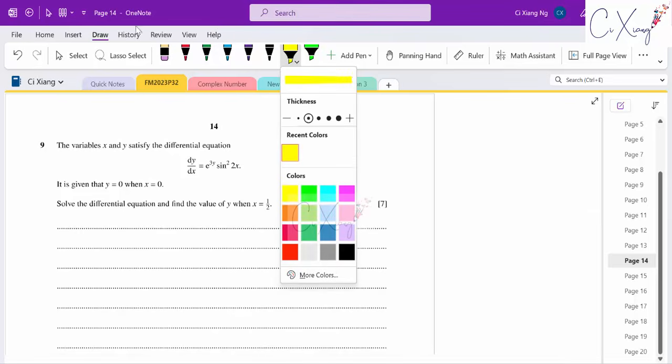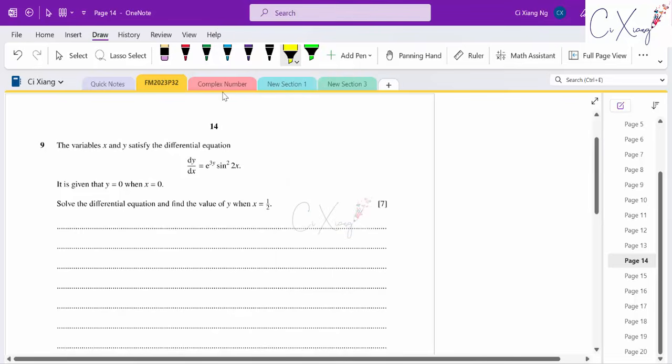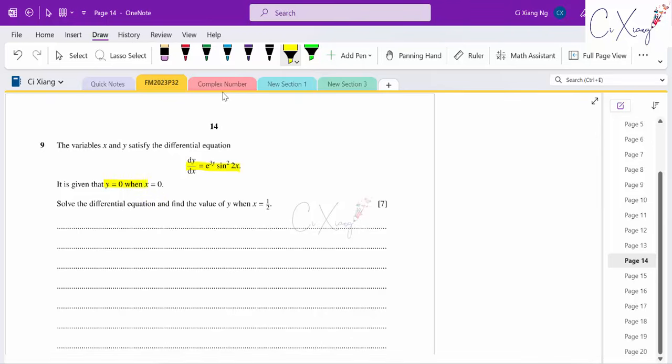Question number 9. Okay, so we have the variables x and y that satisfy this differential equation. Then they give us the initial boundary, or initial value. It is given that y equals 0 when x equals 0. So they want us to solve the differential equation and find the value of y when x equals a half.